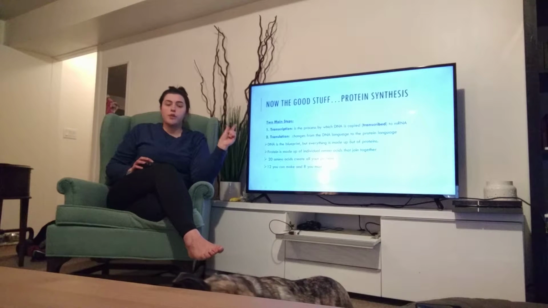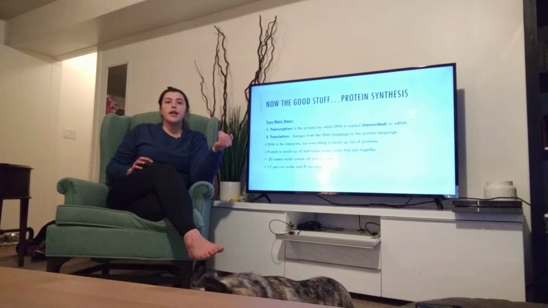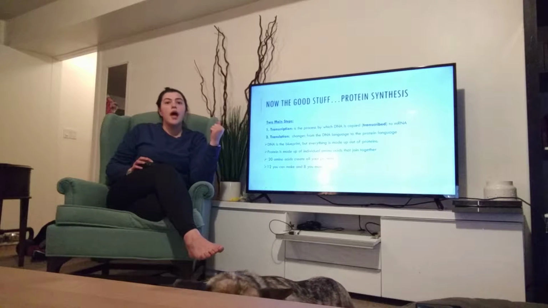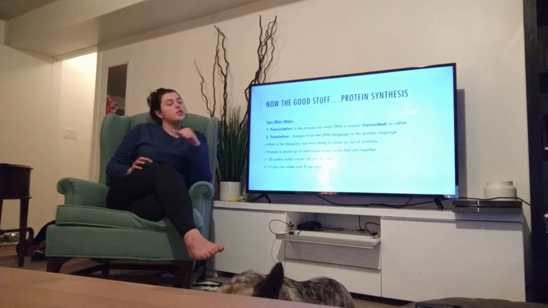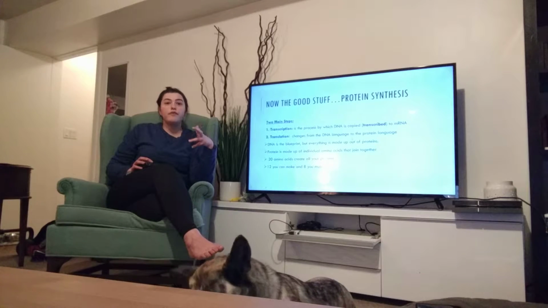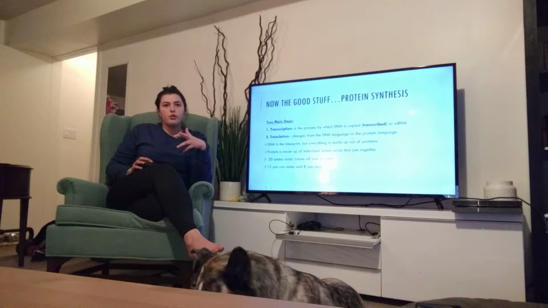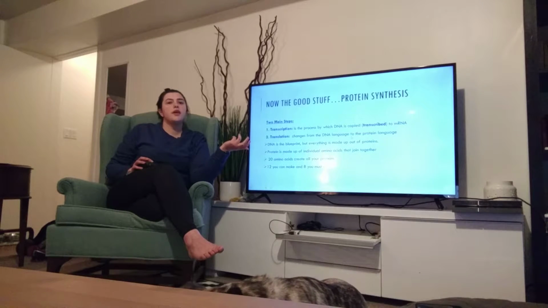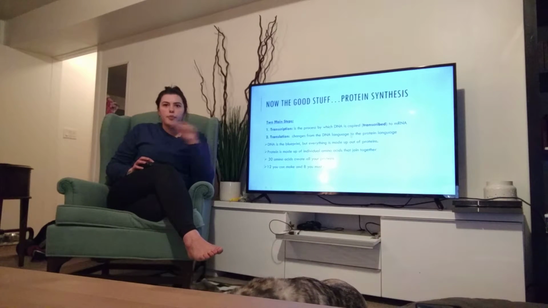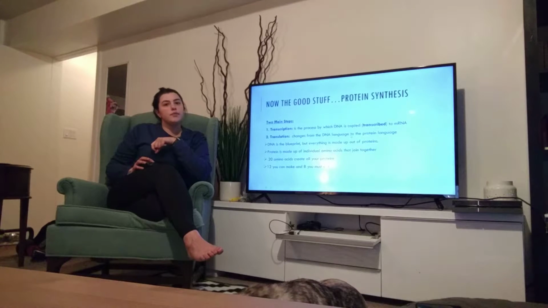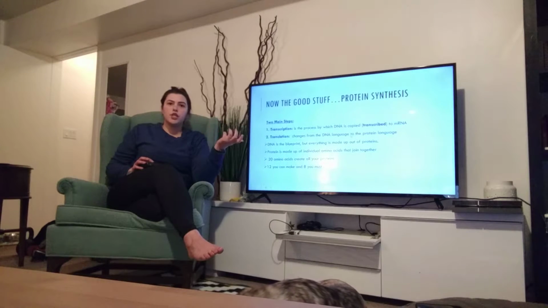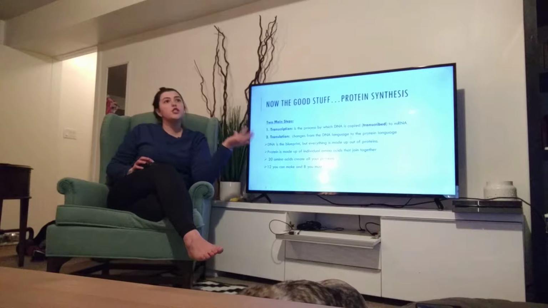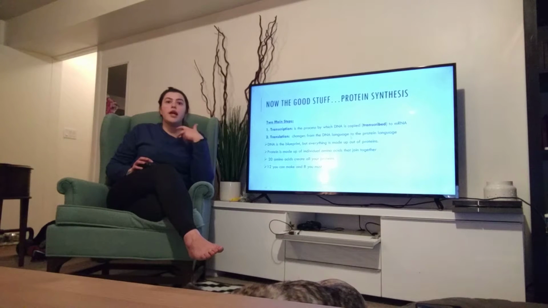Step 1, transcription, is the process by which DNA is copied or transcribed. And then step 2 changes it from the DNA language to the protein language. And you can kind of use the root of the words to understand that. Transcription, you're copying something, you're transcribing something, you're writing something down. And then in translation, you're translating it to a different language. So you can think about it from translating French to English, or translating from DNA to protein.